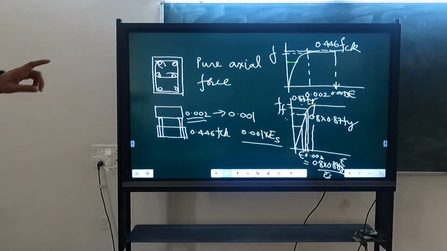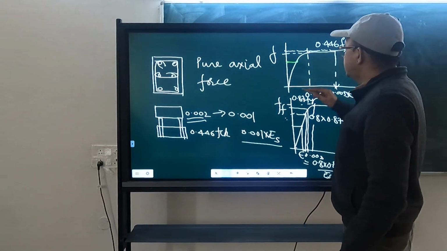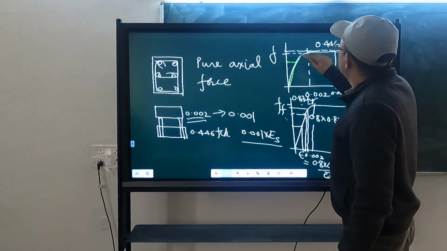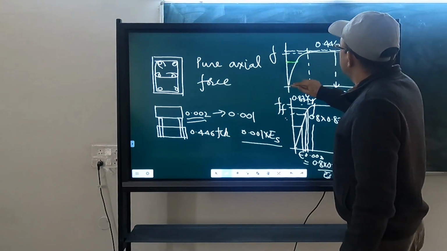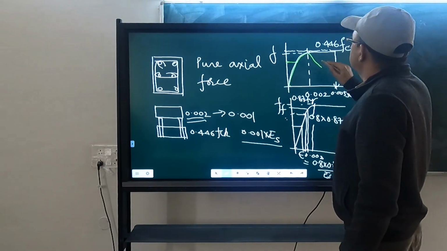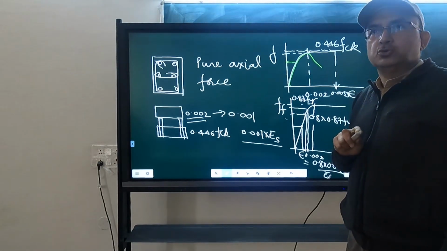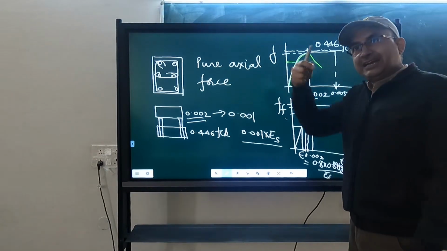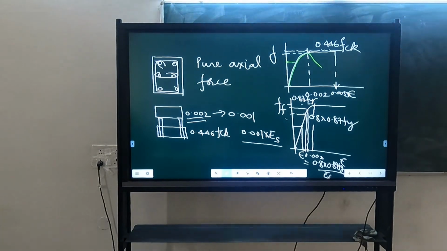Okay. And I also told you that actually this is not the real graph. This is also idealized. The real graph is something like this. That is another reason why we are not going in axial compression beyond 0.002, because beyond 0.002 actually the stress is decreasing. It even doesn't remain same, it decreases. So as soon as you reach 0.002 in axial compression, it will come.